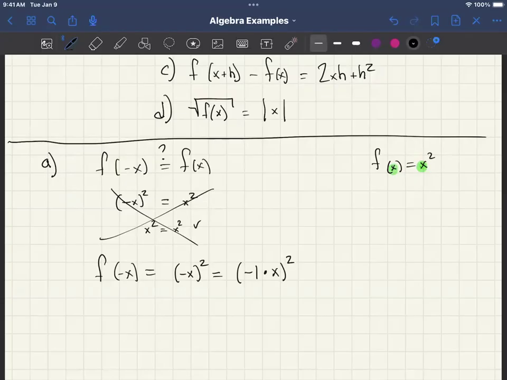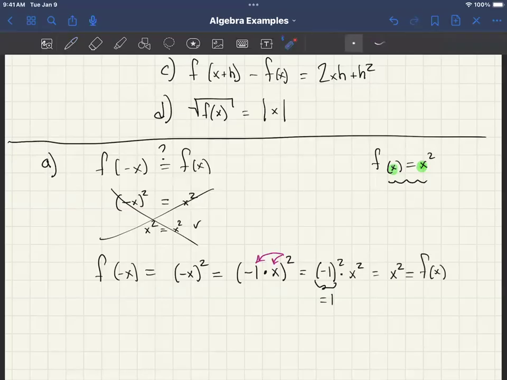Now, the reason why we need that is because negative x can be rewritten as negative 1 times x. And once we have that, we can distribute our squared into the parentheses. So we get negative 1 squared times x squared. And negative 1 squared, there's two negative 1's there, so that is a positive 1. So that gives us x squared, which, as we'll see up here, is the same as f of x.